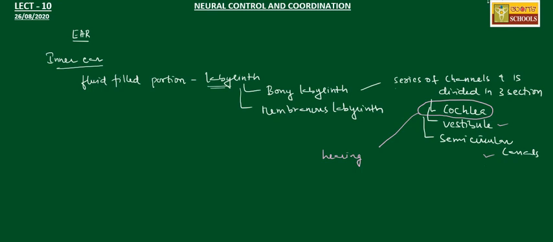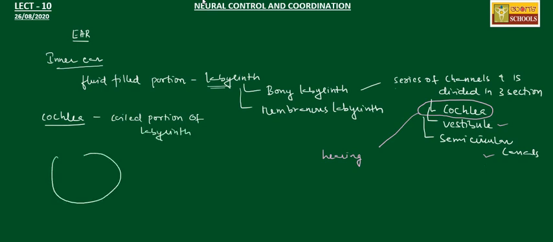So first we will see about the cochlea. This cochlea is the coiled portion of the labyrinth. When you see it, this is how it will be. Here is the base of the cochlea, and this will be the apex of the cochlea. If we take a transverse section of the cochlea, it will show three tubes running parallel to each other.